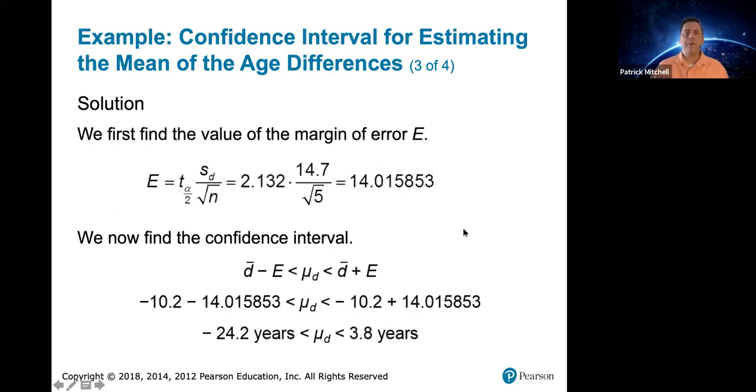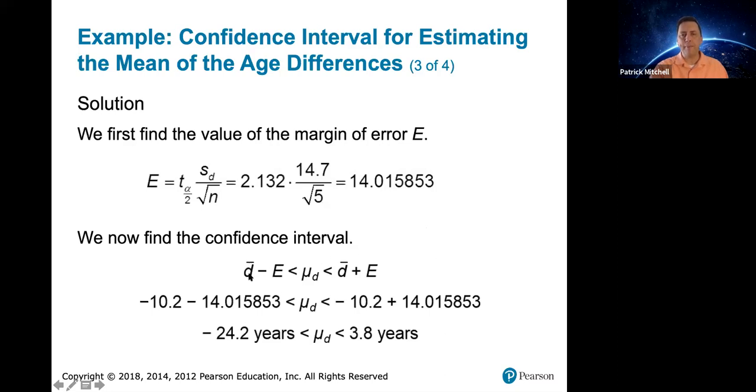All right, if you're doing it with the formula, it would look like this. t sub alpha over 2, which is obtained from table A3, is 2.132. s sub d is 14.7. We got that from Excel earlier. Divided by the square root of 5, that comes out to 14.0158, something, something. So that is our margin of error.